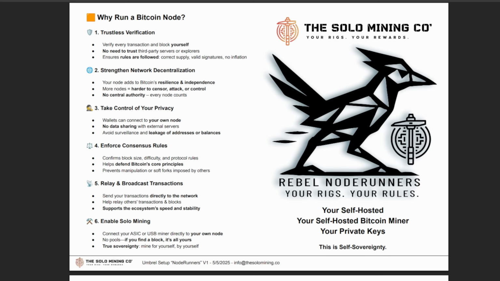Jumping over, there is a great guide by the team over at thesolomining.co. I'm going to link this down below on how to run a Bitcoin node. And this is the same steps, just a little bit different at the end. I'm going to show you with Kaspa, but we're going to follow this along. I've been really liking Umbrel, simple and easy to use, especially for those of us that aren't super versed in Linux or anything like that.